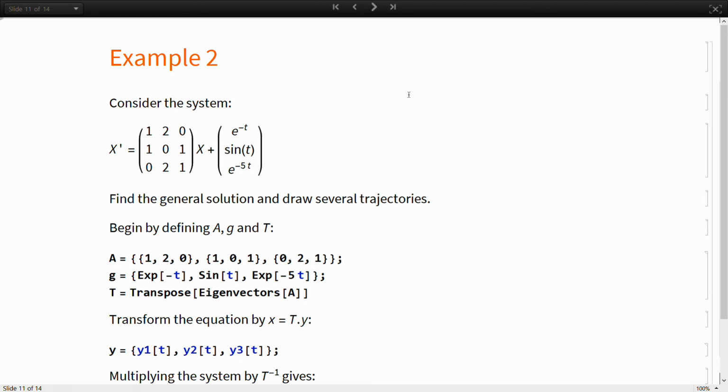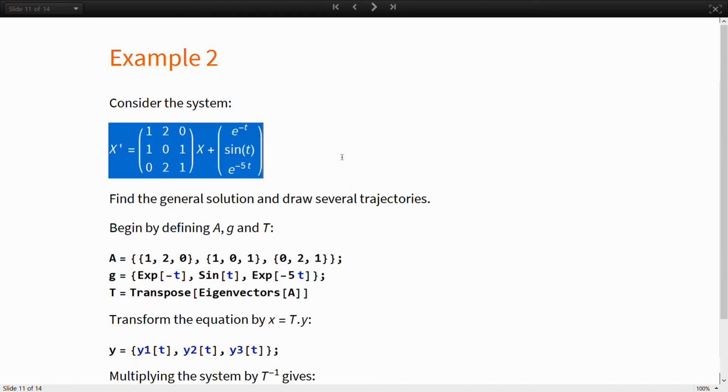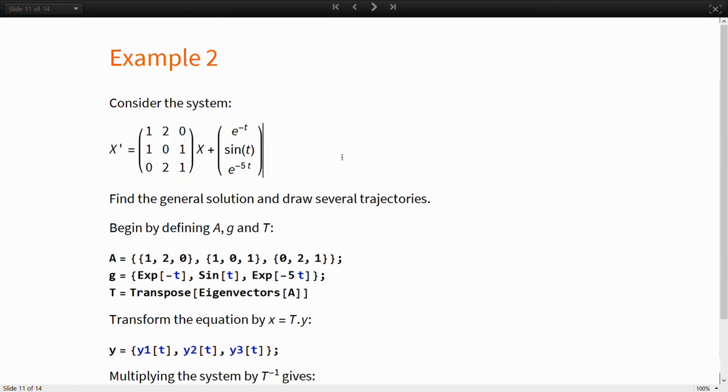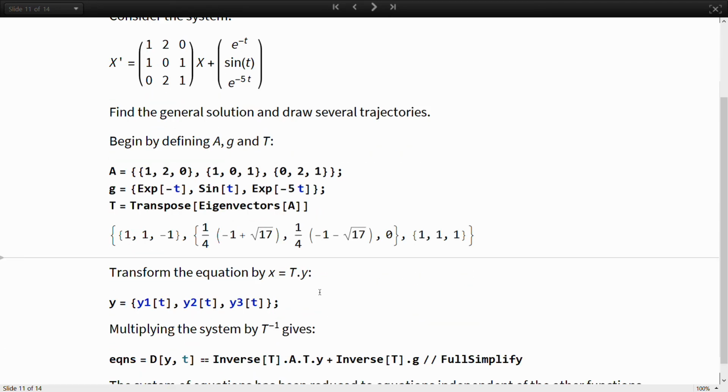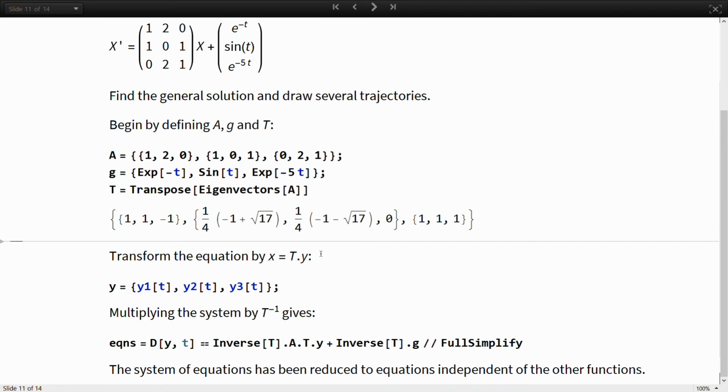Let's now consider a system of three non-homogeneous differential equations. We will find the general solution and plot the solution for several trajectories. Like we did before, begin by defining the matrix A, the vector g, and the matrix of eigenvectors T. We can transform the equation by replacing the variable x with T times the y-vector. Substituting this into the system and multiplying by the inverse of T gives an uncoupled system of three differential equations.